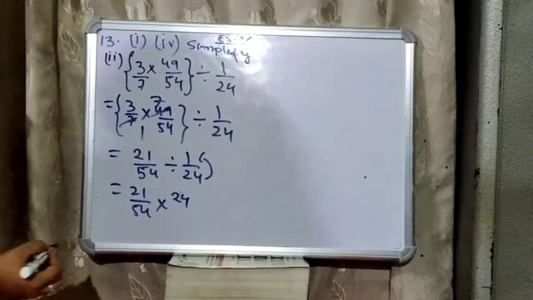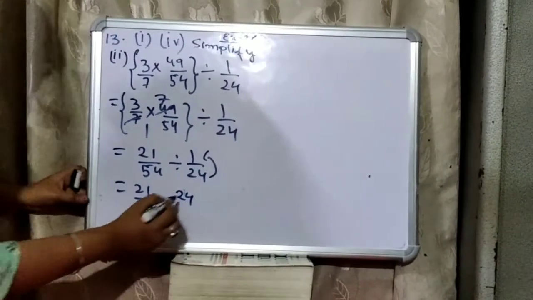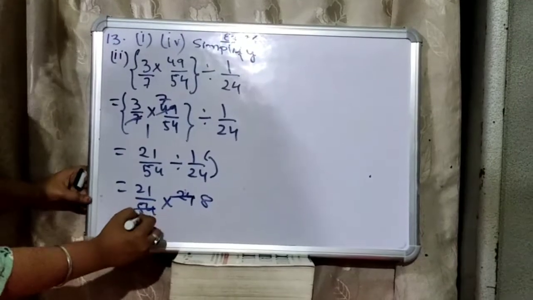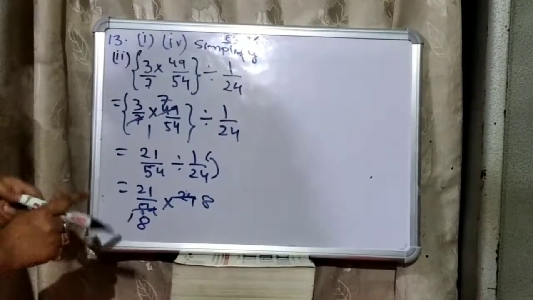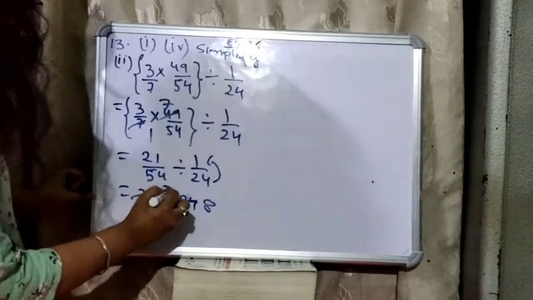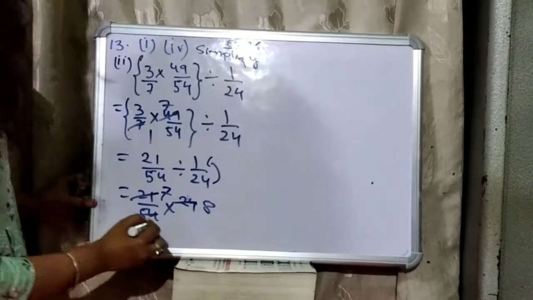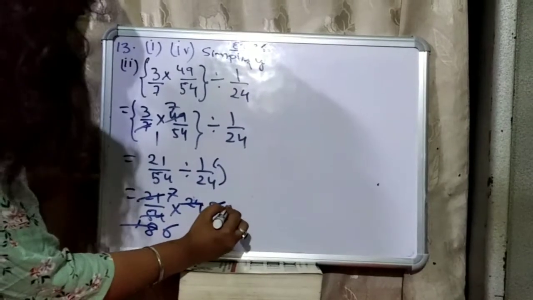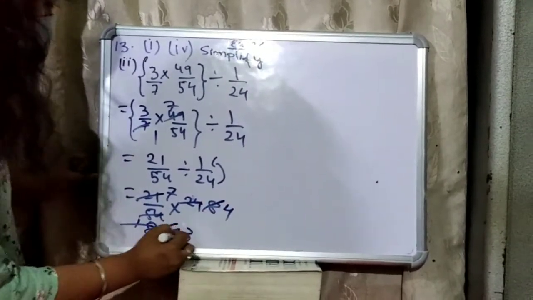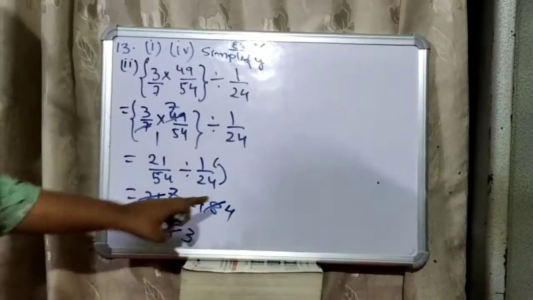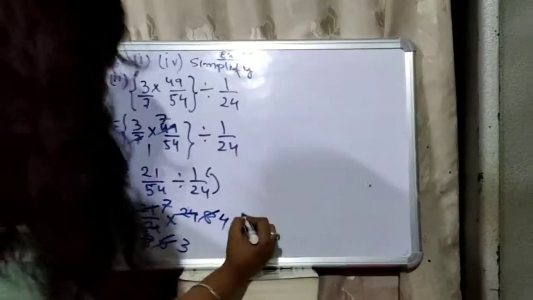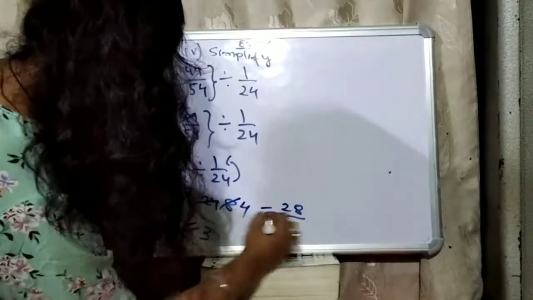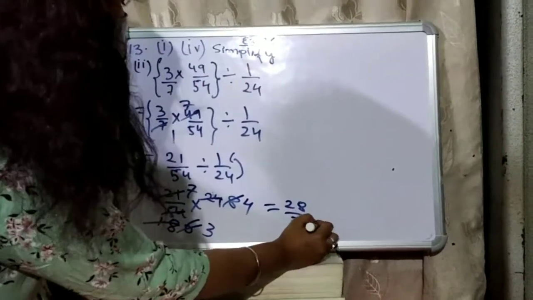Now I can cancel with 3. 3 eights are 24, 3 ones are 3, again 3 eights are 24. Now again 3 sevens are 21, 3 sixes are 18. Now again 2 fours are 8, 2 threes are 6. Now you see there is no cancellation left. Now 7 fours are 28, 3 ones are 3. So 28 by 3 is your answer.